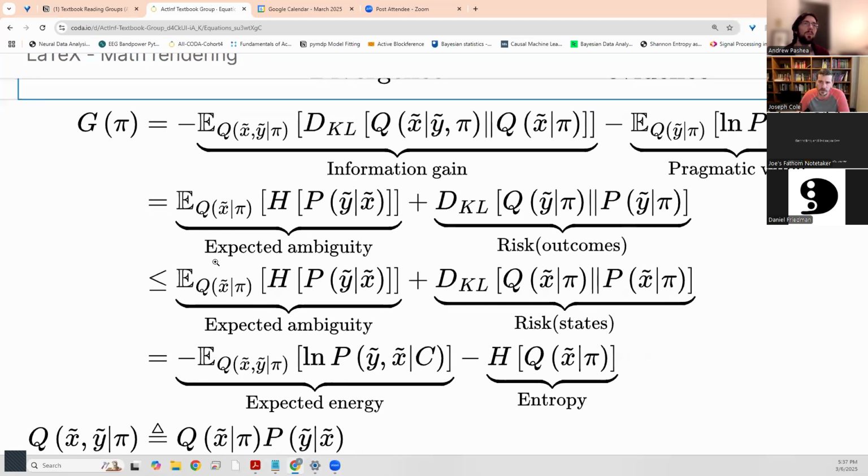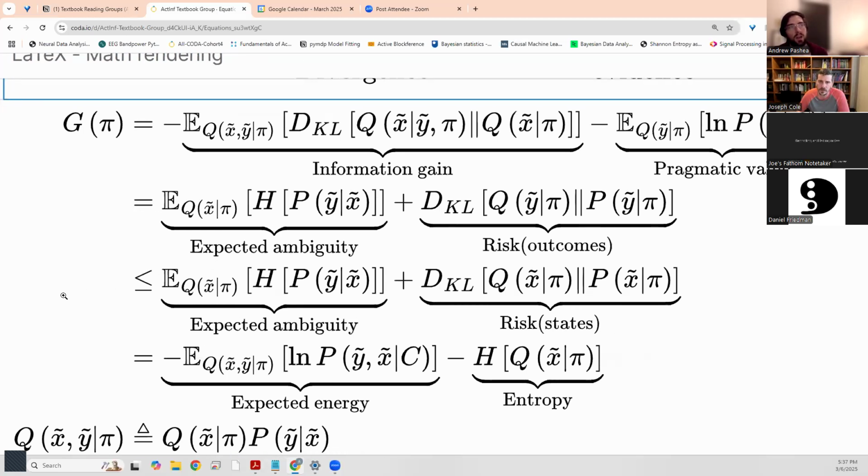That's possible. I mean, it's never made very explicit why we have all of these different breakdowns. The crucial thing is that the way the math plays out, it's necessarily the case that this first line, one version of G, information gain minus pragmatic value, is going to be equivalent to the value here, given the equation, right? Another tricky thing is that they will be less than or equal to these other terms.